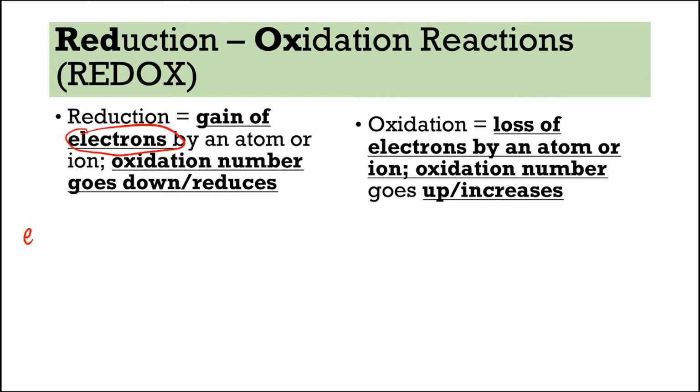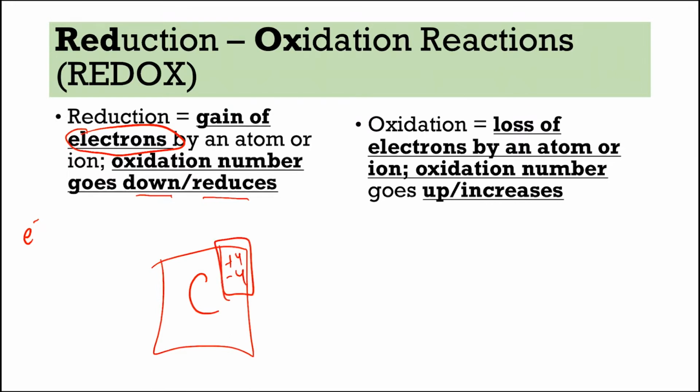Reduction is the gain of electrons. And remember, electrons are negative. If you're getting more electrons, you're getting more negative, and so the oxidation number goes down, or reduces. If you think back to your periodic table, let's say carbon, for example, the numbers in the top right-hand side are possible oxidation states. This is what we're focusing on this unit. For right now, reduction is the gain of electrons, and the oxidation number will go down. That's where reduction comes from. The number is being reduced.